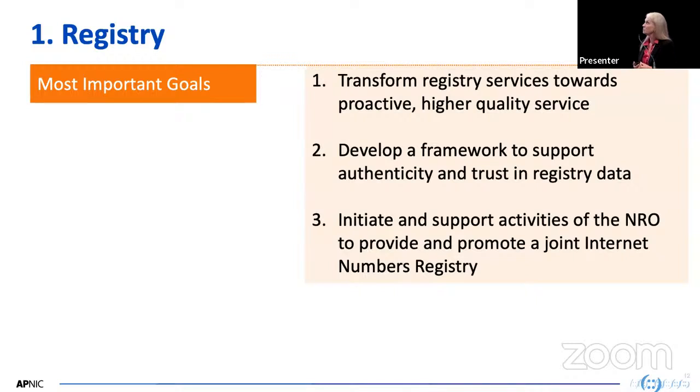The first one is around transforming the registry services to proactive, higher quality services. This is something that's been very much on my mind and in my heart for the last 3 years that I've been at APNIC. As most of you know, I've grown out of the services team, and it's about improving the way that we see our members, integrating all the pieces of information we have to create a single, 360-degree view of our members so that we understand how to serve you better. So that's the first most important goal.